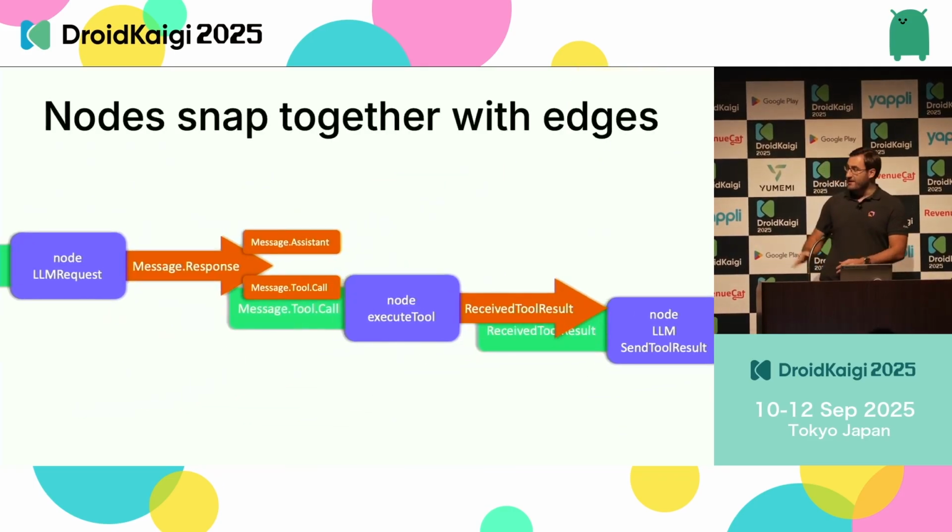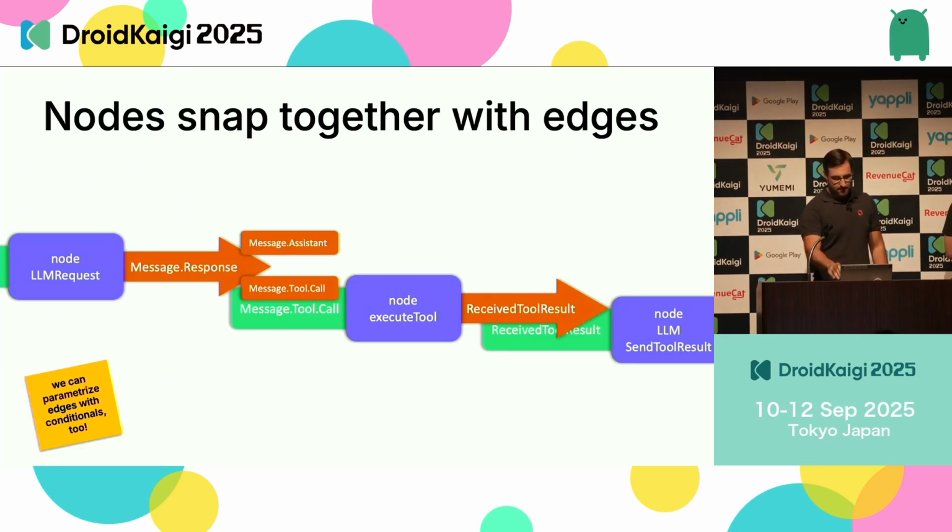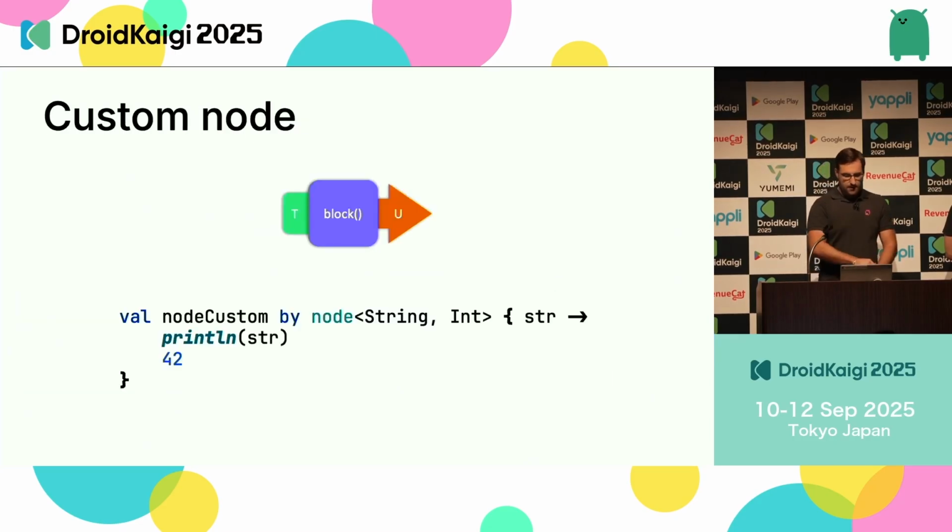So it's probably quite easy to understand that we can just snap together some of these nodes using edges. Here we're doing it simply based on types to receive a well-formed workflow. Of course, these edges can also have conditions, for example, to make them more complex or to allow branching. Besides these built-in nodes, you can also create your own nodes. Their implementation shouldn't be too surprising either. You specify the input and output types as generic parameters to the node function and specify the behavior of the node as a Kotlin lambda.